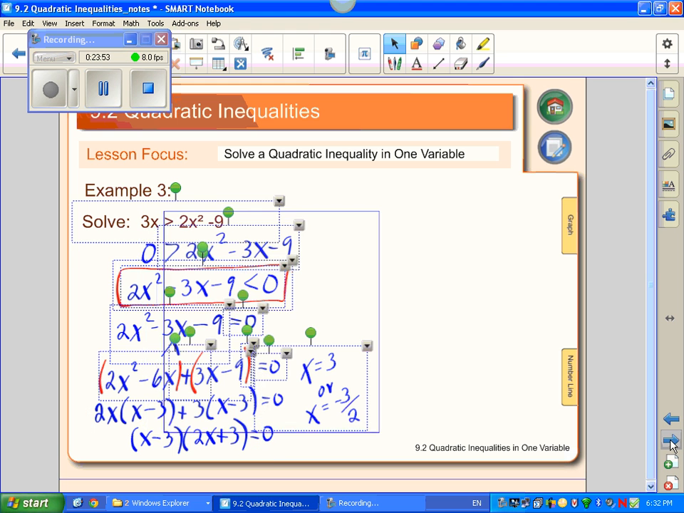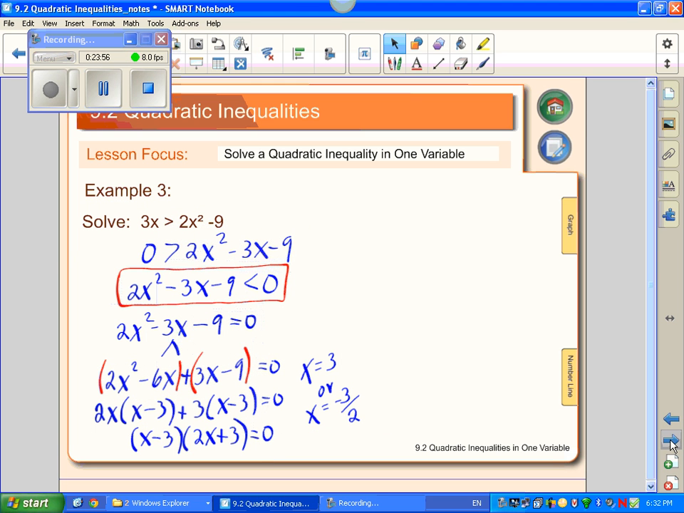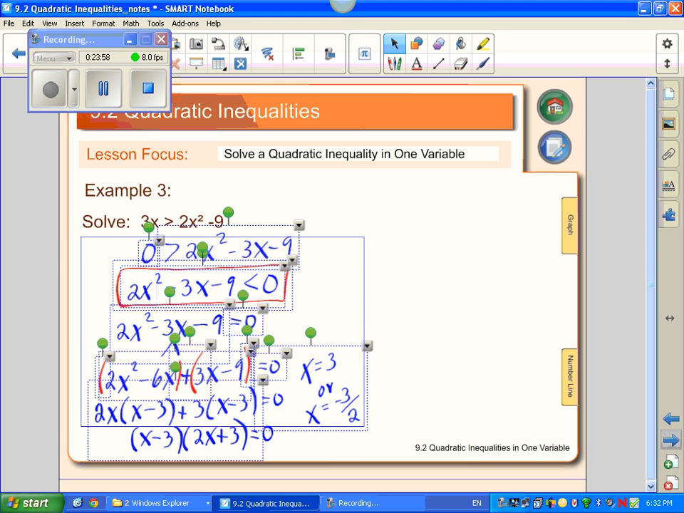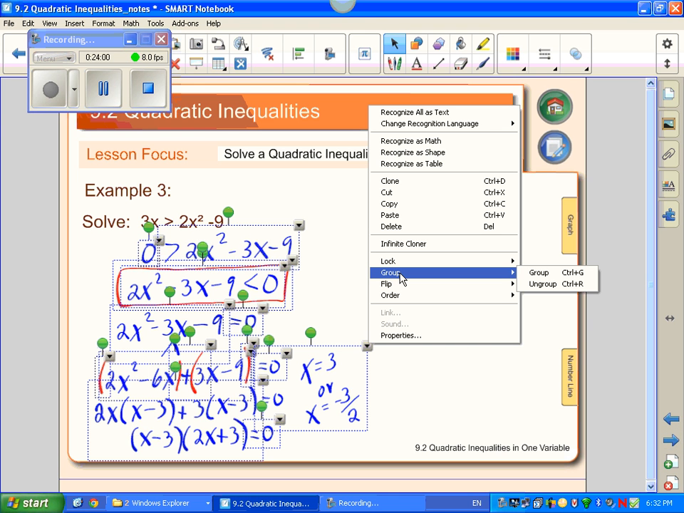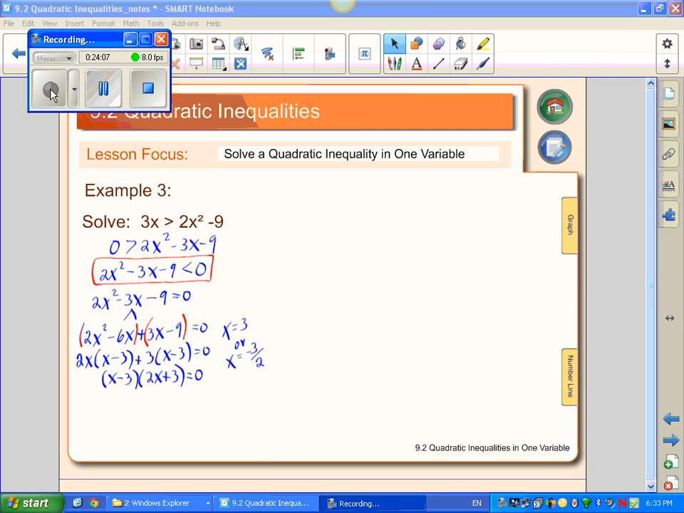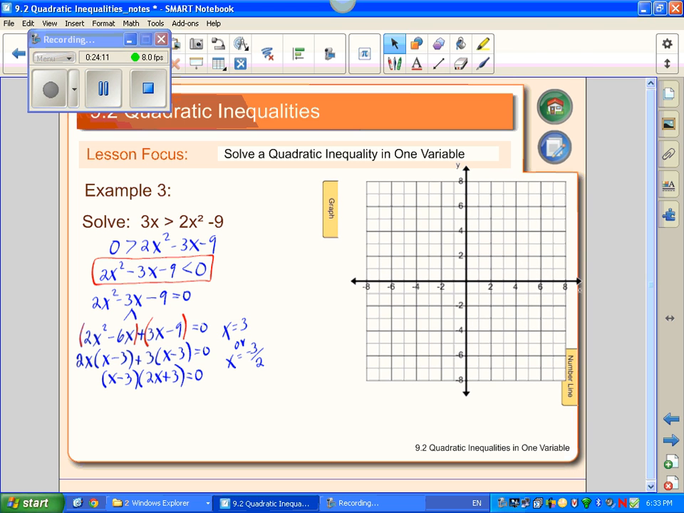Oh, it's going to grab everything. Let me see if I can do it so I don't grab everything. Okay. So I made that a little bit smaller. Let's pull in the graph. From the graph, this is telling me, of course, where my zeros are. It is a less than, not an or equal to, so I'm going to use hollow dots at 3 and at -1.5.